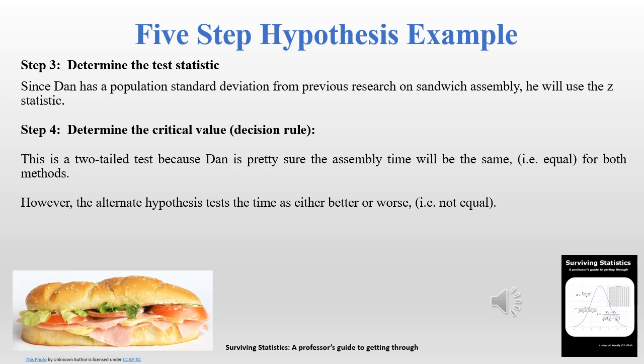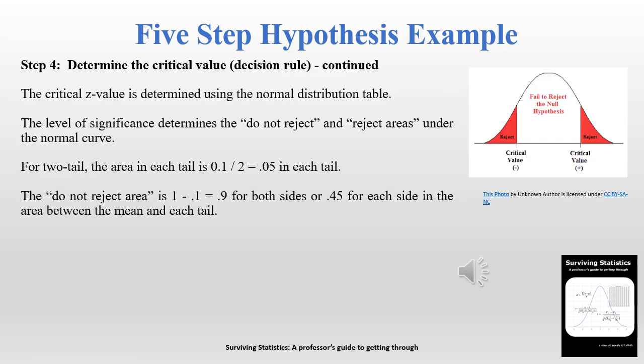This is a two-tailed test because he's pretty sure that the time is going to be the same for both. So let's see how he's going to come up with the critical value. To determine the critical value, we need to know what the level of significance was. Remember, that was 0.1. It's a two-tailed test, so he has to divide that 0.1 by 2, which means there's going to be 5% in each tail. So the do not reject area is going to be 0.45 on each side.